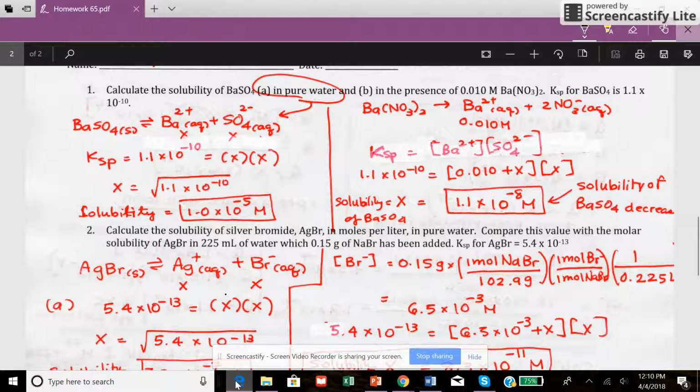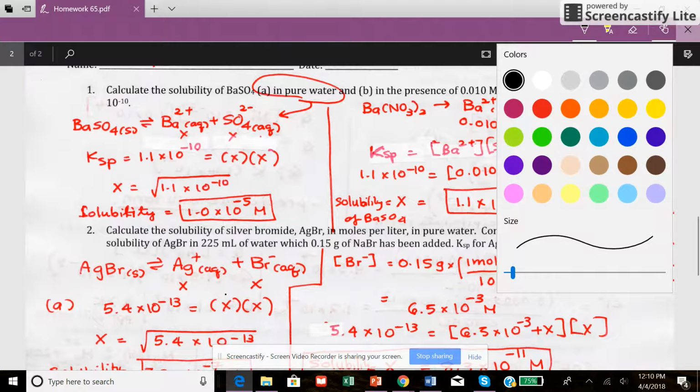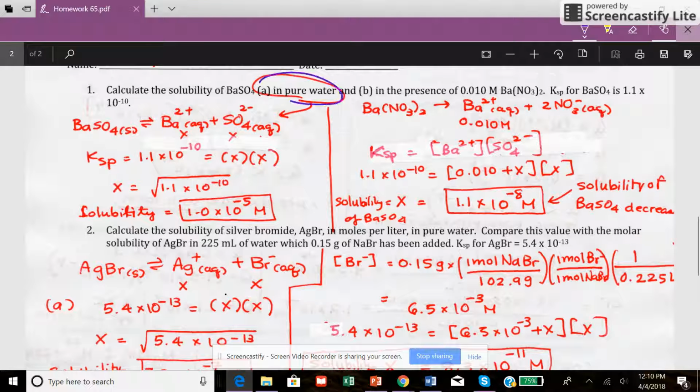Homework 65, the solubility with the common ion. Number one, we are going to compare the solubility of barium sulfate in pure water, and then in the presence of barium nitrate.